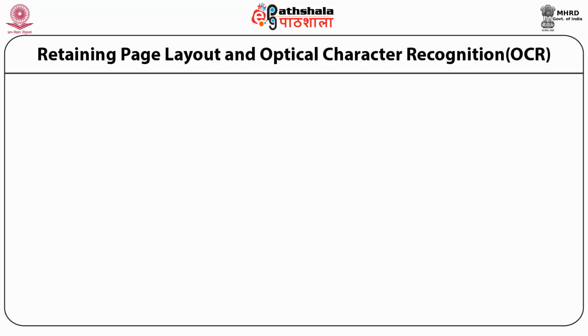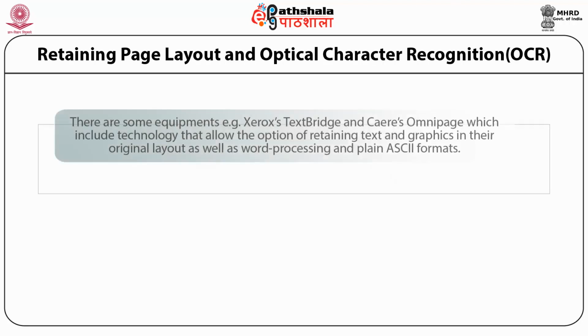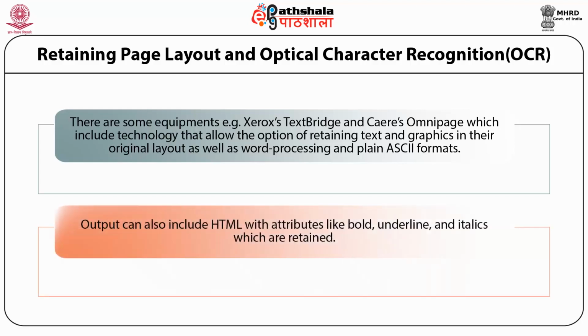Then, retaining page layout and optical character recognition. There are some equipment, for example Xerox TextBridge and Caere OmniPage, which include technology that allows the option of retaining text and graphics in their original layout, as well as word processing and plain ASCII formats. Here the output can also include HTML with attributes like bold, underline and italics, which are retained.